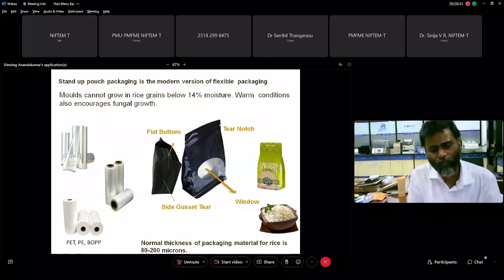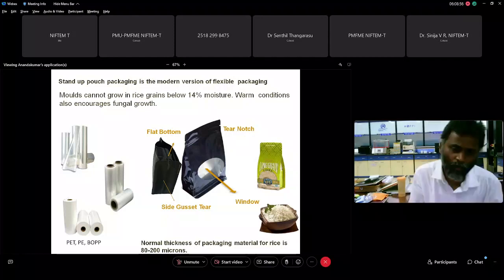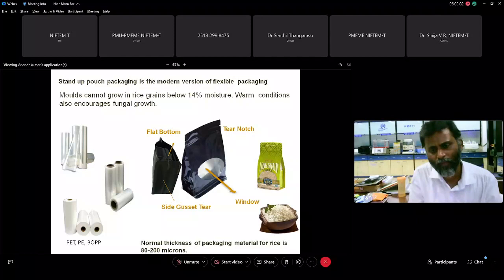Other than that, we have other kinds of packaging material. These are used for unit packaging, for example a 1 kg packet or 2 kg packet when you want to pack rice and rice-based products. In such a case, standard pouches are there. Even when you want to pack rice in the standard pouches, Ziploc pouches are available, or open-ended standard pouches are available.